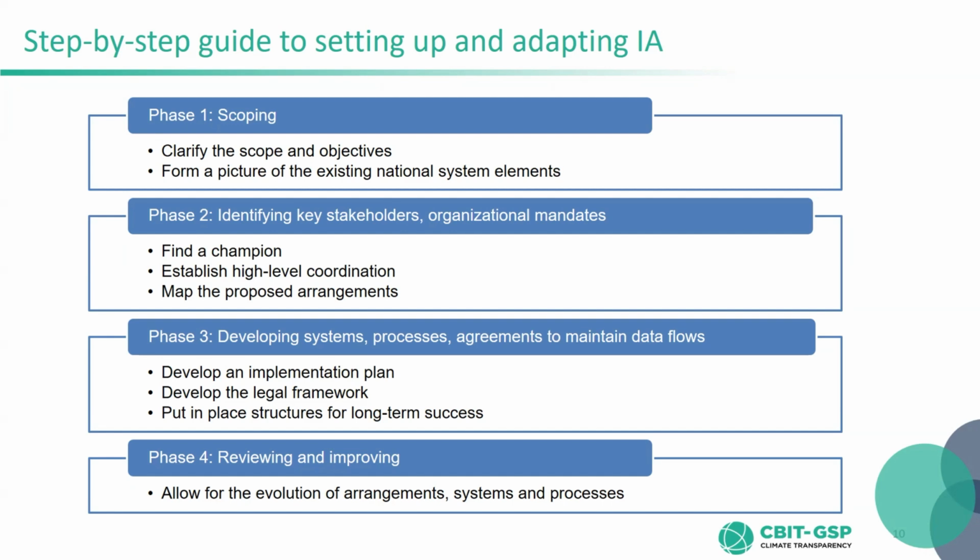The third phase is developing systems and agreements. So with rules clarified, we need to formalize the system. We need to develop an implementation plan with timelines and responsibilities. You may also need, for example, a legal or regulatory framework for data sharing. And also, we need to build structures for long-term success. So now we are talking about sustainability of the system, which means we need to maintain training, knowledge management, QA/QC systems, etc. And especially for the GHG inventory, the use of IPCC software is very, very useful.